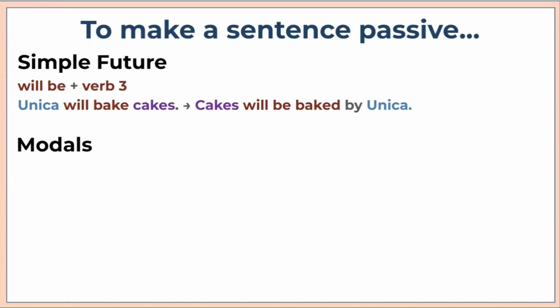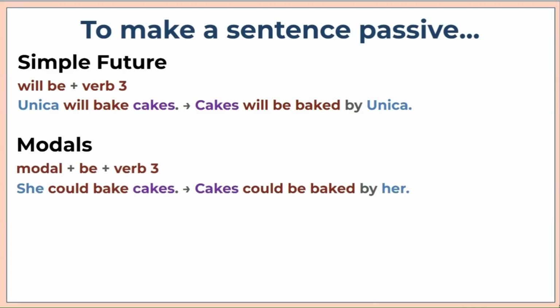Now with modals, it's very similar to will. Remember that will is actually a modal, and so this will help us to understand what we kind of do with modals in the passive voice. We use the same formula, modal plus be plus the past participle or verb 3. So if the active voice is she could bake cakes, it would turn into cakes could be baked by her.